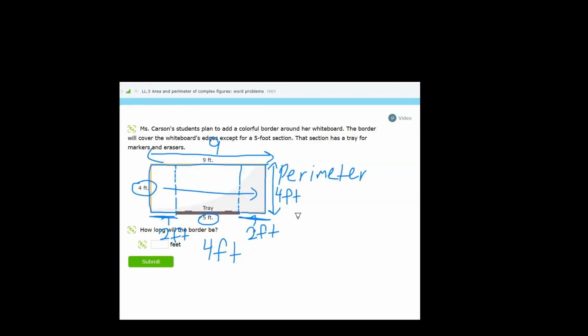Okay? So P for perimeter, I'm going to start by adding my 9 feet, adding my 4 feet here, adding my 2 feet here, and another 2 feet, and my last 4 feet over here. And when you add them all up, you should get 21 feet.